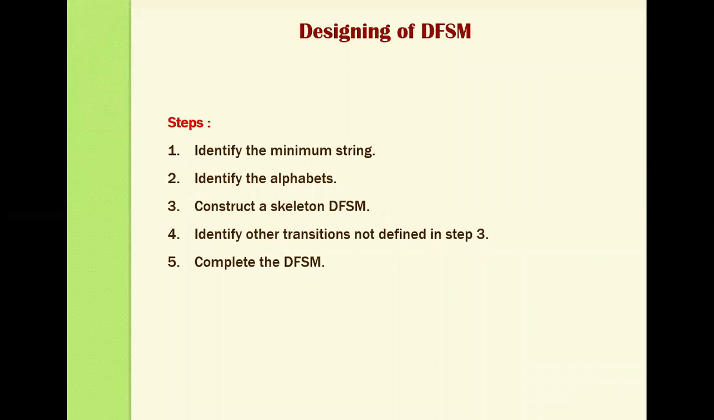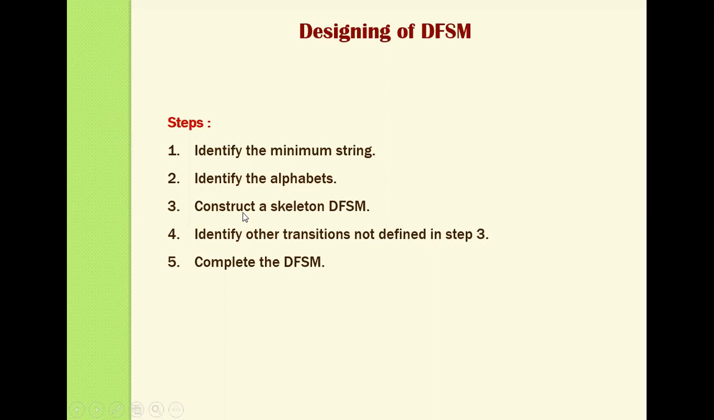So what are the different steps we have in designing the DFSM? First thing, you have to identify the minimum string. Whatever question they have given, accordingly we will first identify what is the minimum string we can form among those input alphabets. And the second one is identify the alphabets. Of course, in the question they would have given what the input alphabets are, so you need to identify them.